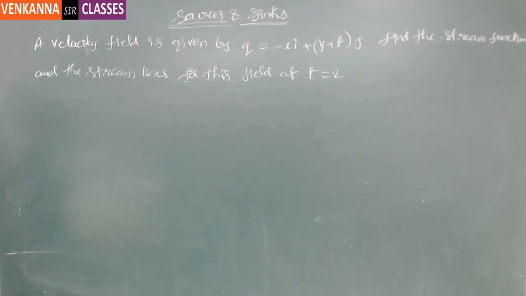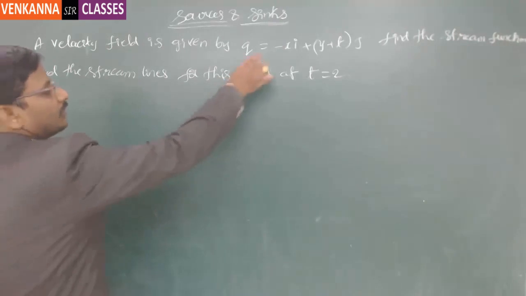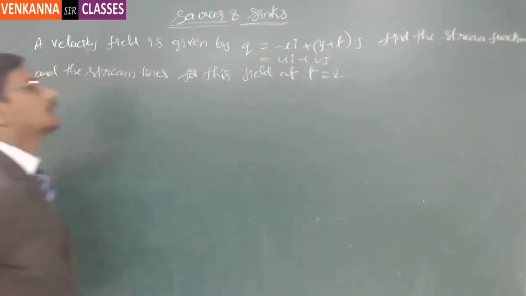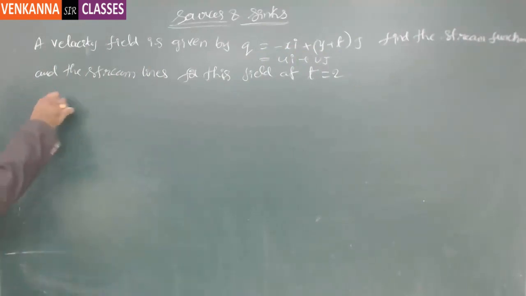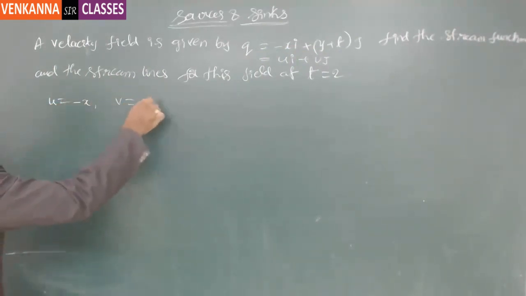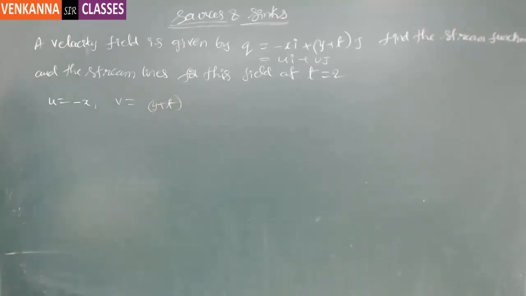Exactly the same procedure. Okay, so let me solve this. Q is nothing but Ui plus Vj, where U is equal to minus x and V is equal to y plus t. So these are the velocity components, and exactly the same procedure applies.